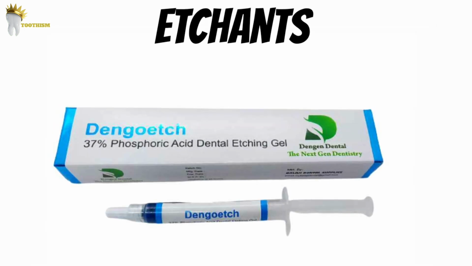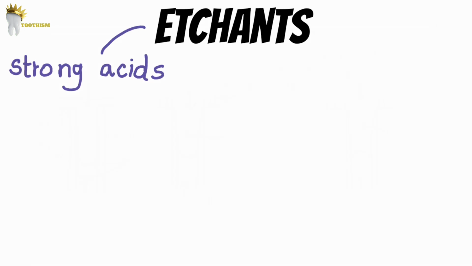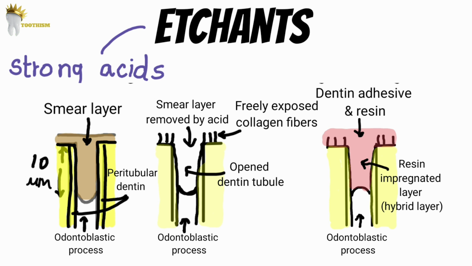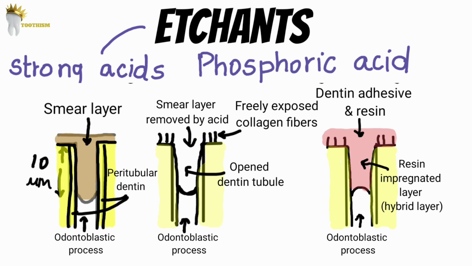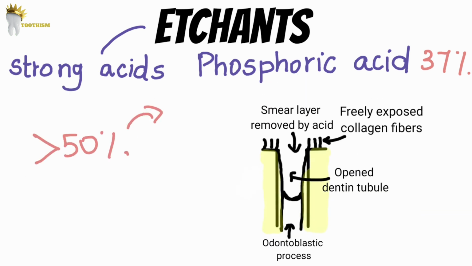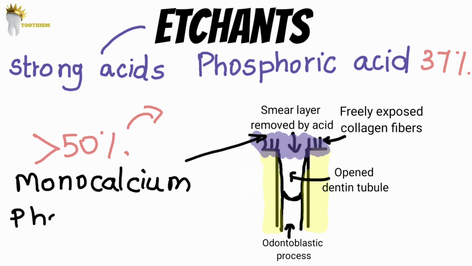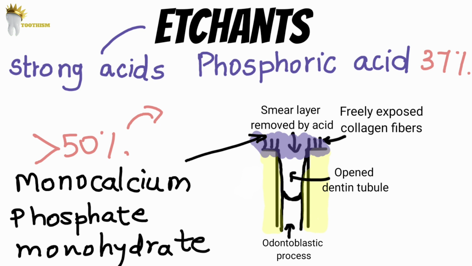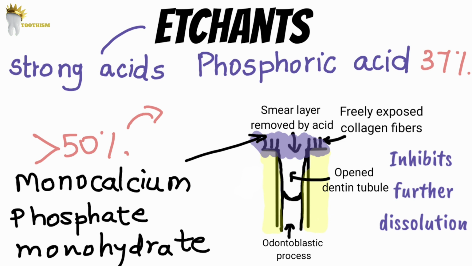So let's start with etchants. Etchants are basically strong acids. When we apply the etching gel, it removes the smear layer and exposes the collagen fiber network. The preferred etching agent is phosphoric acid at a concentration between 30 and 50%, typically 37%. But have you ever thought why 30 to 50 and why not above 50? You see, concentrations greater than 50% result in the deposition of an adherent layer of monocalcium phosphate monohydrate on the etched surface. This inhibits further dissolution, so that's why it's in the range of 30 to 50%.